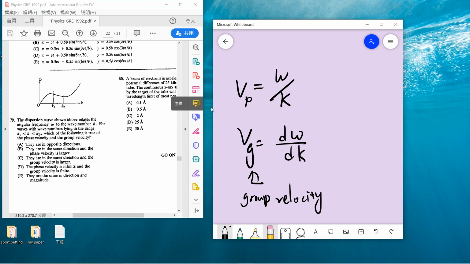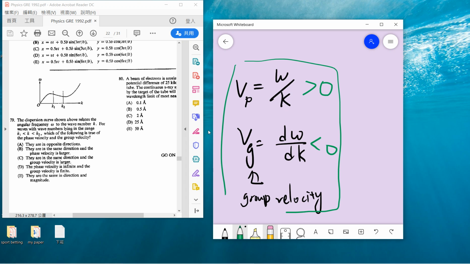So you see, Vp is greater than 0 because omega and k are positive. But for Vg in this region, the slope is negative. So the answer is A. They are in opposite directions: one is positive, one is negative. B is not correct, C is not correct. D said that the phase velocity is infinite, which is wrong, it is finite. E makes no sense. So the answer is A.